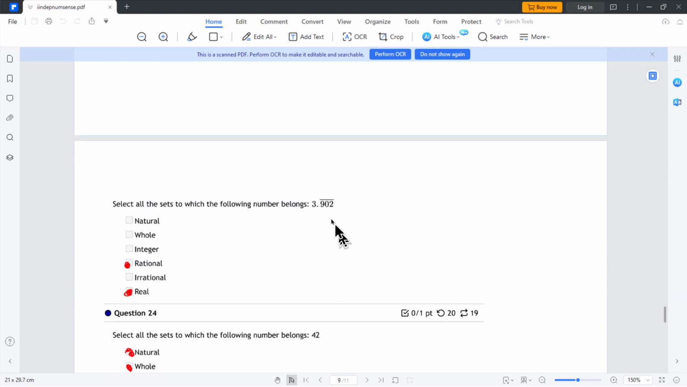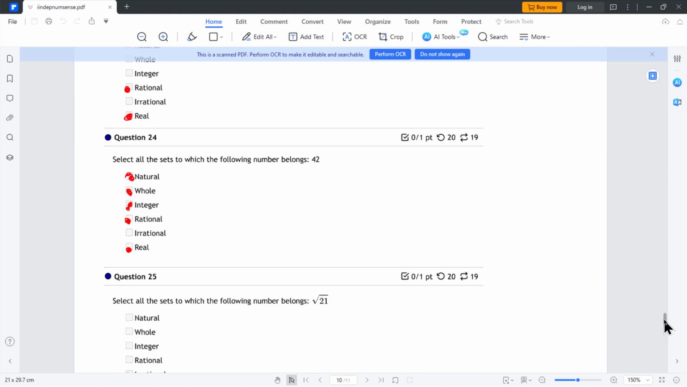And we just did that one. Here we have 3 repeating. It can be written as a fraction. It's like 1/3. It's repeating. And it is real. 42, that's a natural number that occurs in nature. Whole number. It's an integer. It can be written as a fraction, and it is a real number.